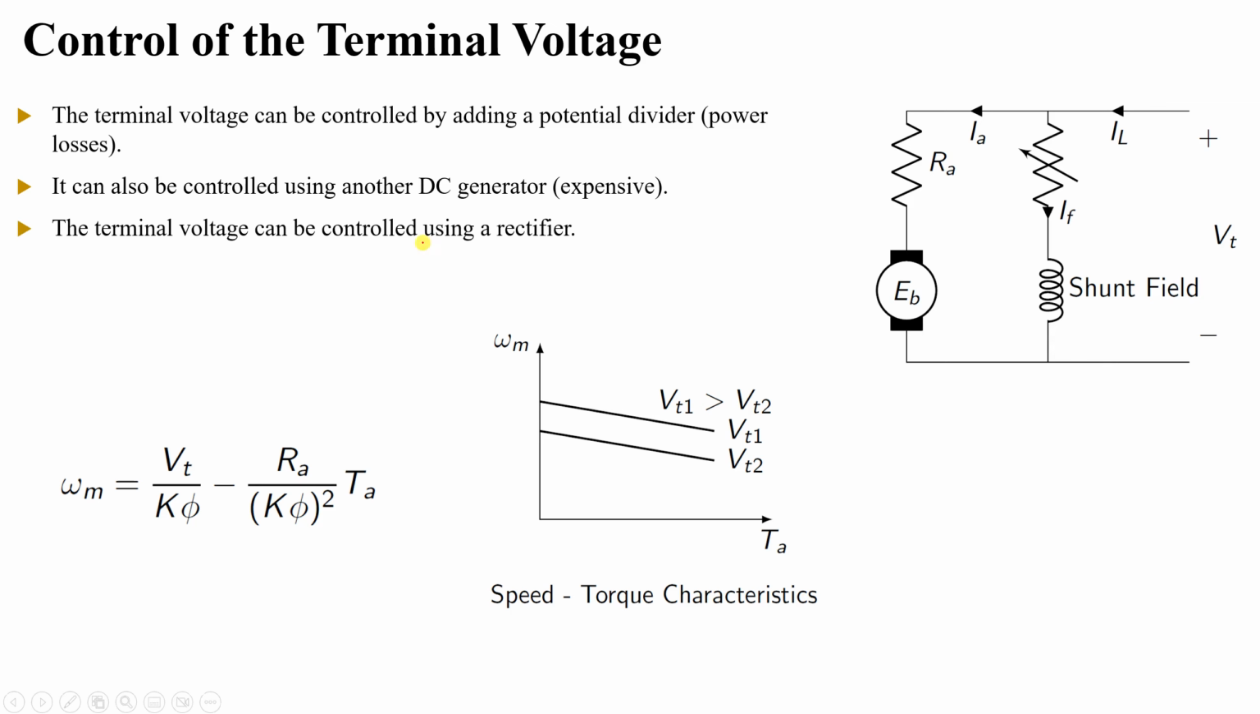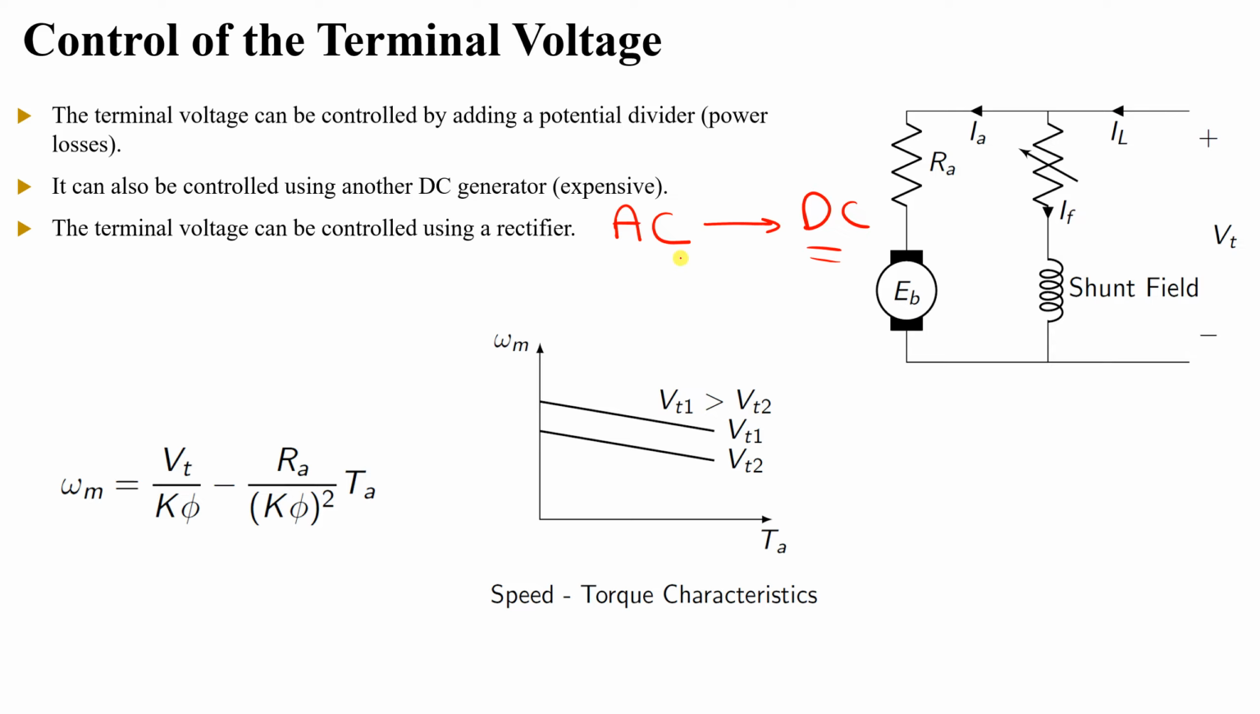The third method is using a rectifier. What I mean by rectifier, which we will learn in our course for power electronics, is simply a conversion from AC, alternating current, similar to the one you find in your own house, into DC, like the one we need here in our DC machine. So this is a rectifier, an AC to DC converter. It can be a three-phase rectifier or a single-phase rectifier. All of this is discussed in our course for power electronics.